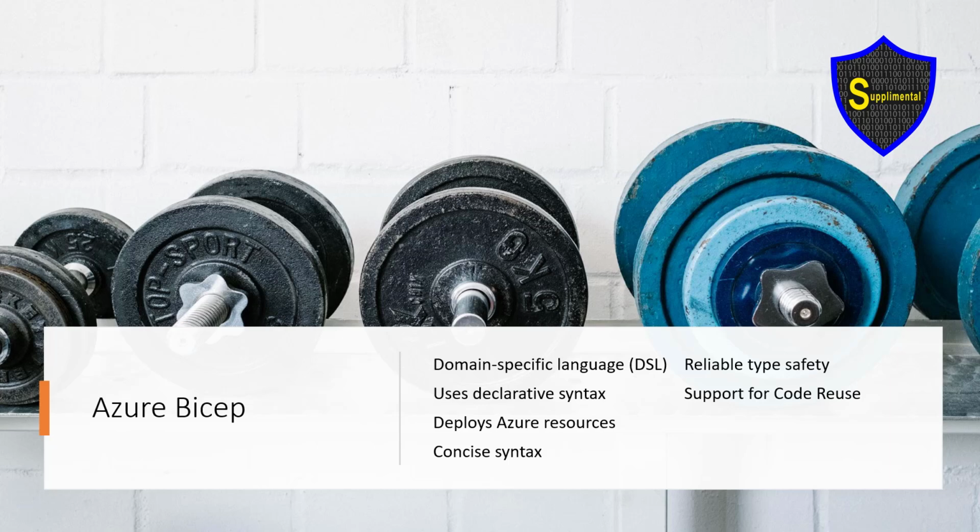instructions to achieve it. Azure Bicep offers a more concise syntax than other methods, making writing and understanding resource deployment code easier. Additionally, it provides reliable type safety, which helps catch potential errors or mismatches in the resource configurations during the development phase. Furthermore, Azure Bicep supports code reuse, allowing users to create modular and reusable code snippets to simplify the resource deployment process.